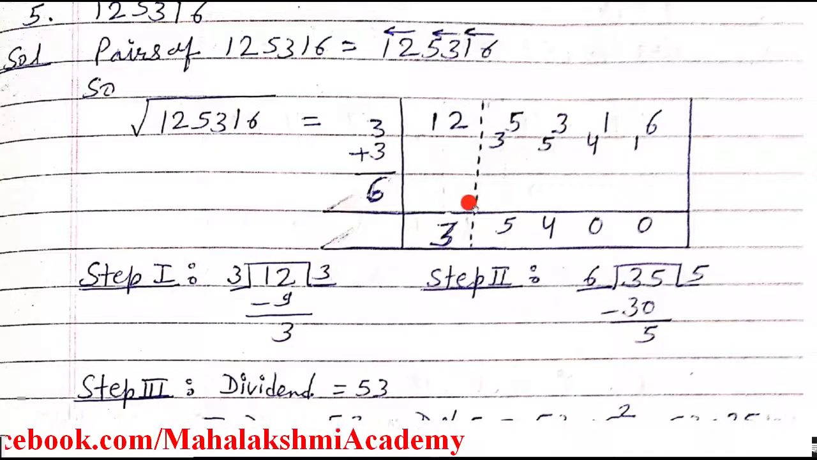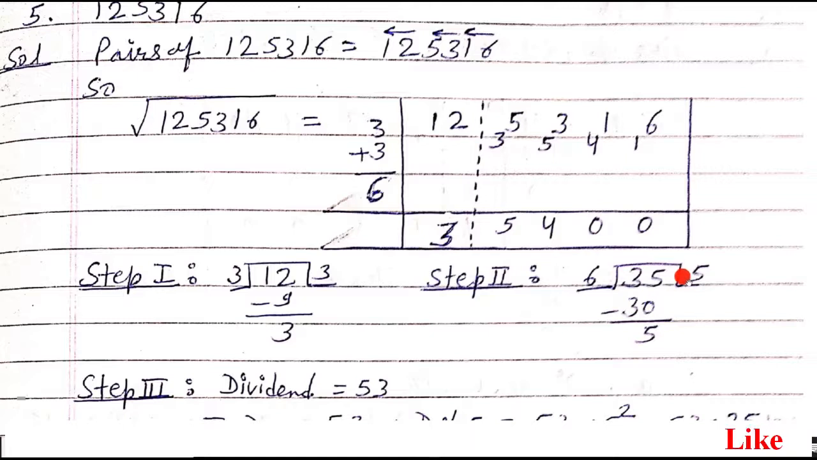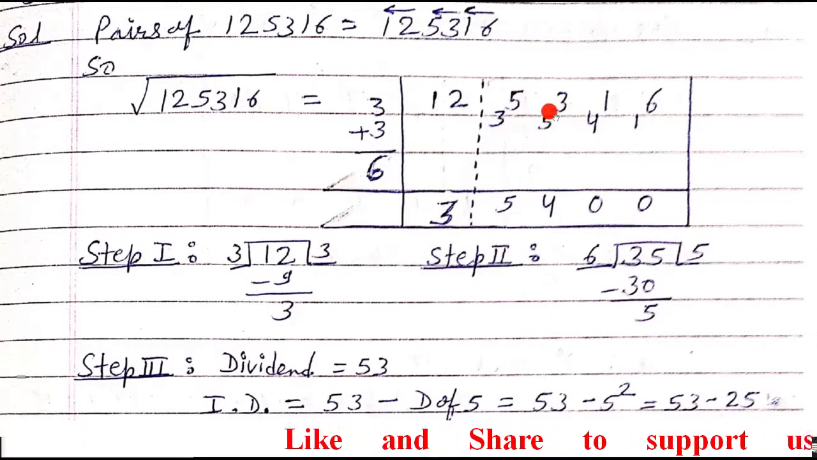So after the dotted line, 35 is the first pair. So we do not have to improve it, directly divided by 6. So 35 divided by 6 is 6 5s are 30. So quotient is 5 and remainder also 5. So it will go to the next digit, that is 3. So it is going to be 53. So 53 is our next dividend.